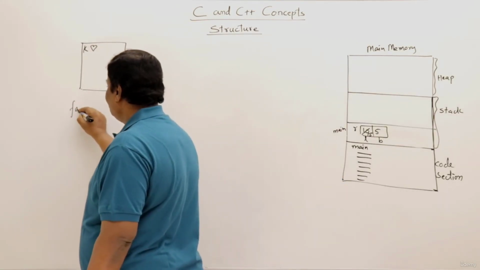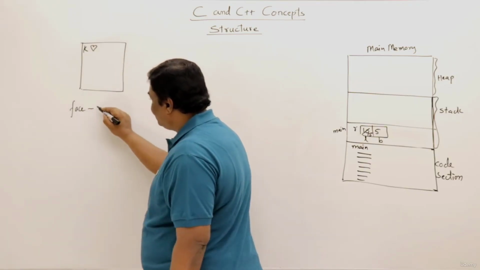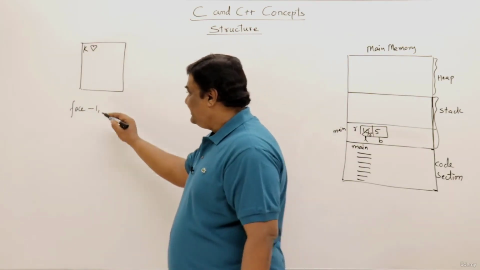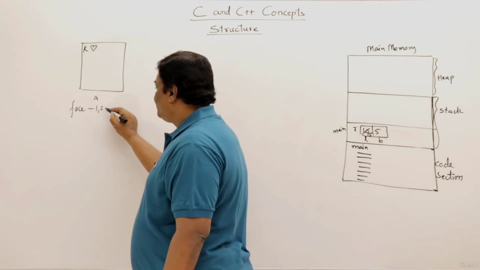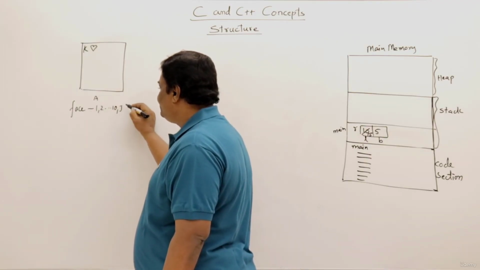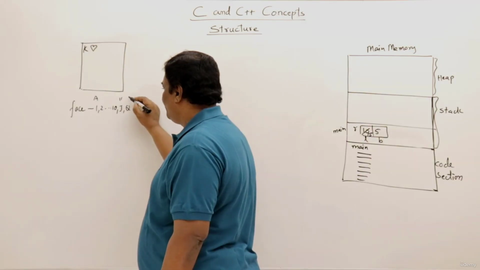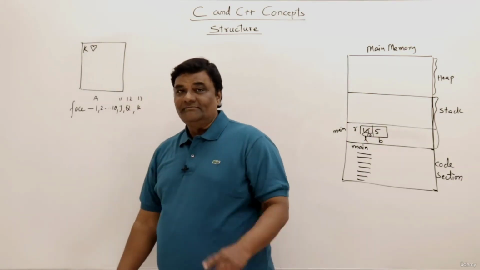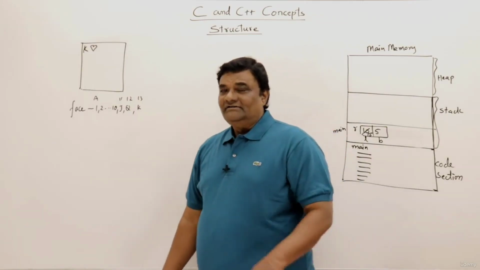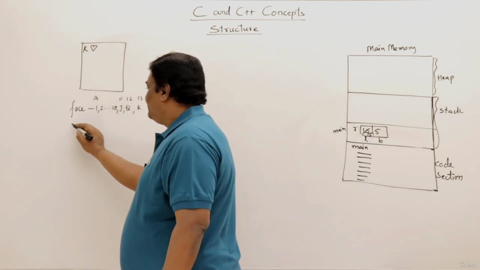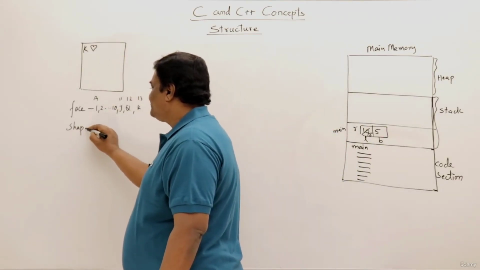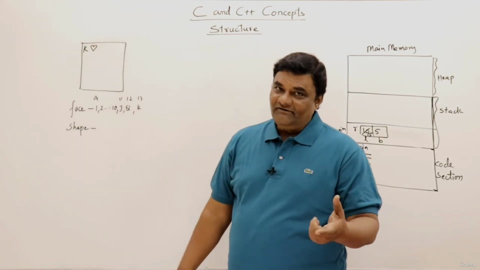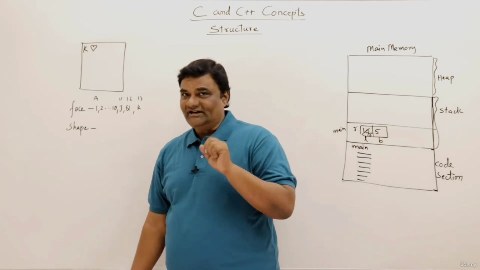First is face value. Then face value can start from 1 onwards. 1 means, let us call it as ace. 1 is ace. Then 2, 3, 4, 5 up to 10. Then J is 11, and queen is 12, and king is 13. So these are the face values from 1 to 13. The next is shapes. So what are the shapes? There are 4 shapes like hearts, diamonds, spade, and clover or club. So 4 shapes are there.